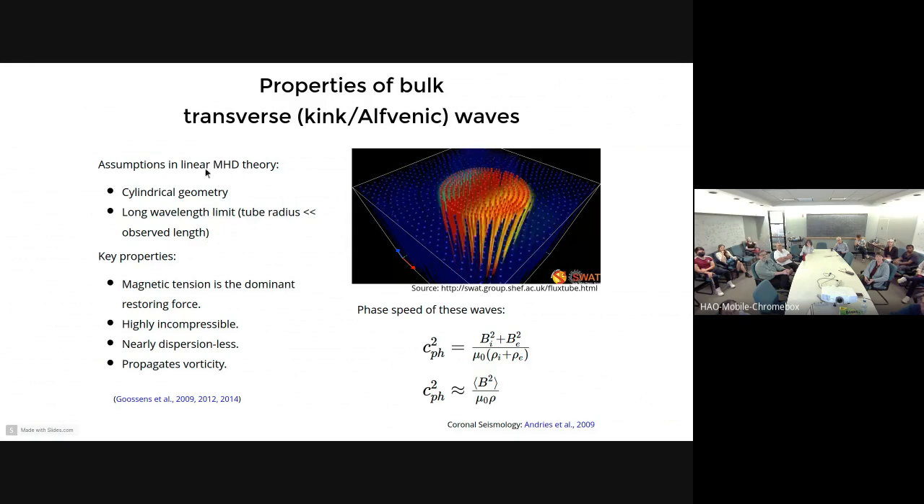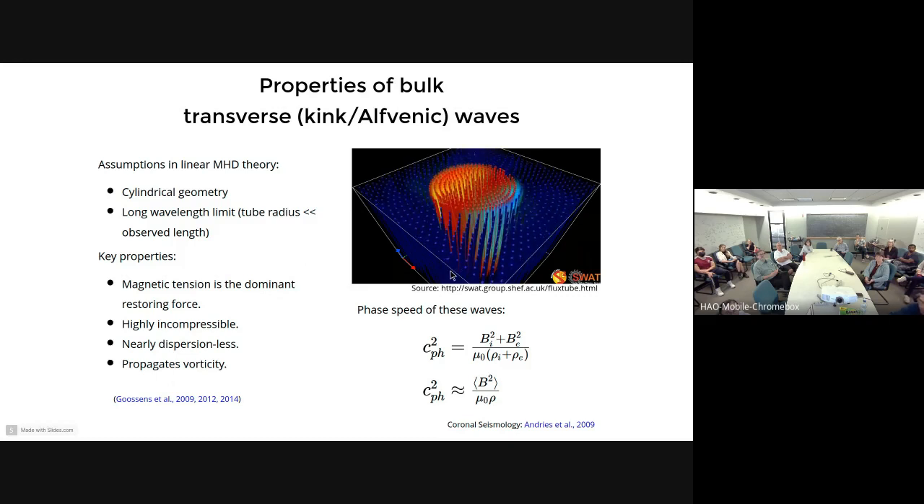Now, if we subscribe to these assumptions, then the key property we get for these motions is that the magnetic tension remains the dominant restoring force. These motions are highly incompressible, nearly dispersionless, and propagate vorticity. Here is the visualization of these circular geometry flux tube motions. In the red you can see the magnetic field inside the flux tube, and the blue is the region outside. The red and blue here actually tell about the density changes, which are due to the perturbations associated with the dynamics of the flux tube itself.